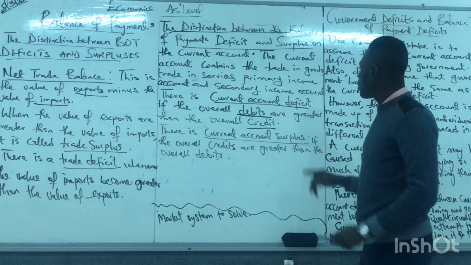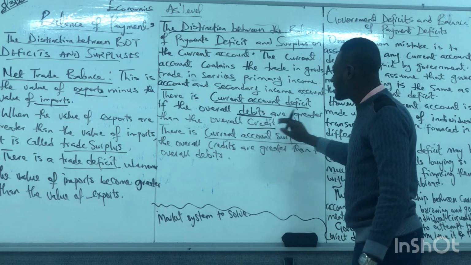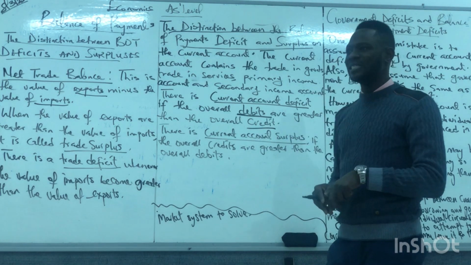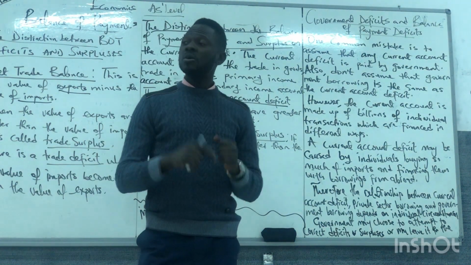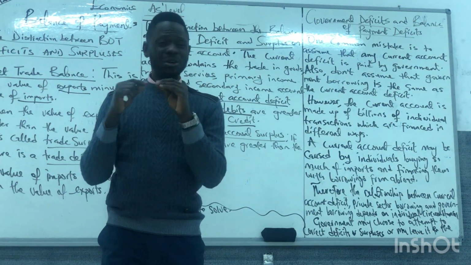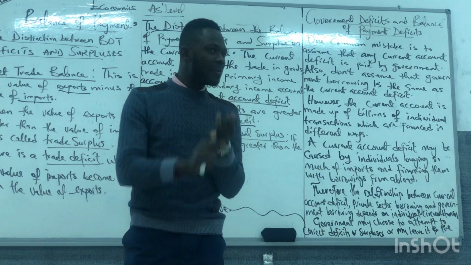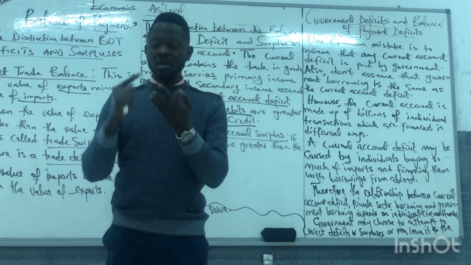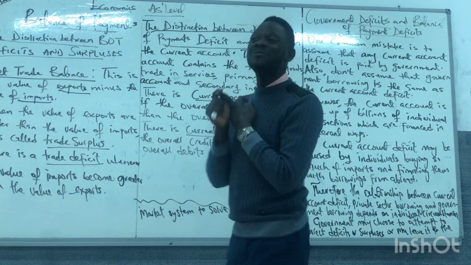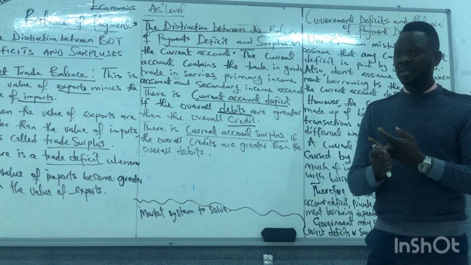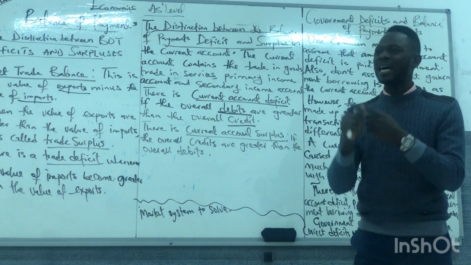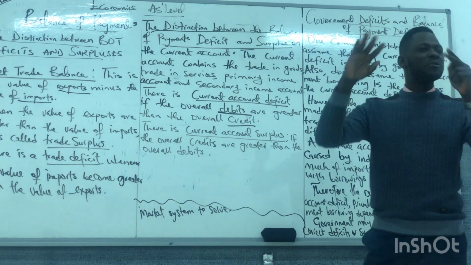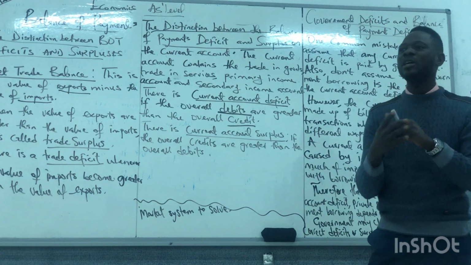But in the balance of your current account, if the overall debits are greater than the overall credits, what do we have in the current account? We have the items we have in the current account, put it in mind. We have the primary incomes, we have the secondary incomes, we have the visible and invisible imports and exports. That means we're talking about trade in goods and trade in services. Those are the four items that the current account contains.